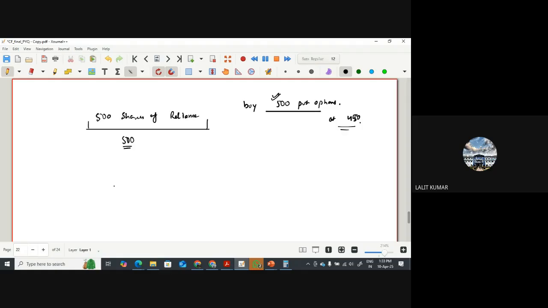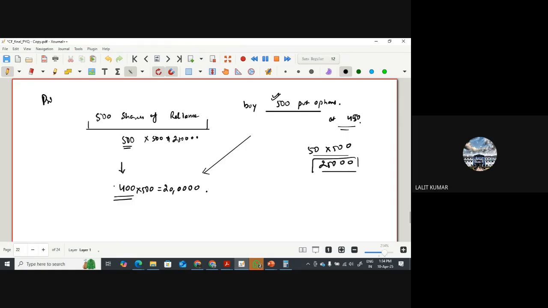So what happens if my share has come to 400? Here my value becomes 400 into 500, and the strike is 450. My share value was 500 into 500, which was 2,50,000. So to compensate for my loss, I will get 50 into 500 from here. So 25,000 I am earning. So it is like protecting a portfolio. I put a protective put.